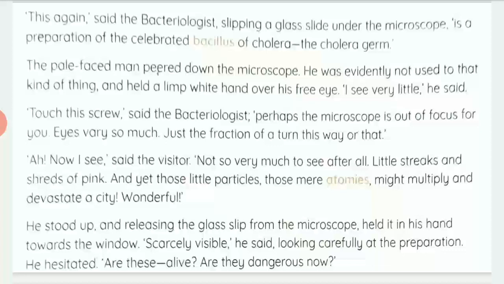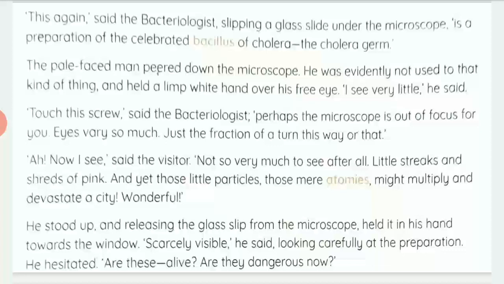which is on a glass slide, and he has kept it under the microscope so that the visitor could see it closely. As microorganisms are not visible to the human eye, we need to observe them closely through the microscope. Bacillus is actually a rod-shaped bacterium, a very small microorganism. And cholera is a bacterial disease of the small intestine, and it causes severe vomiting and diarrhea. So that is the danger of this germ. So he was showing it to this visitor.